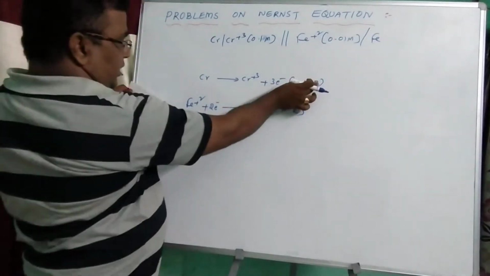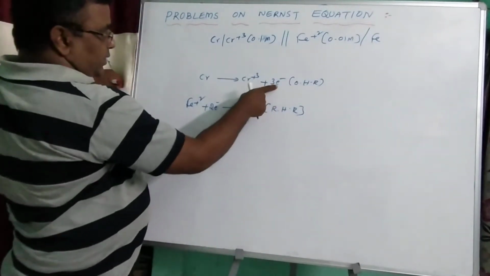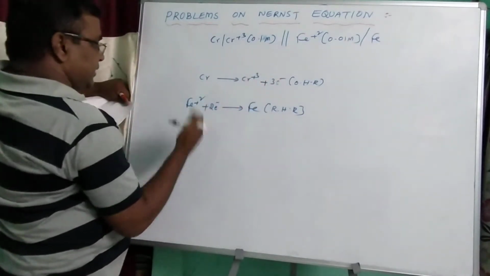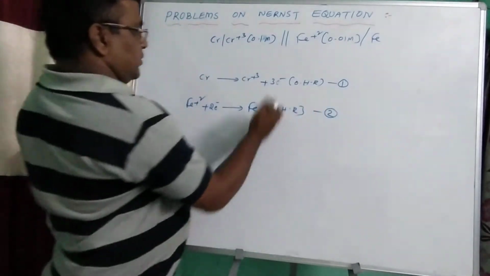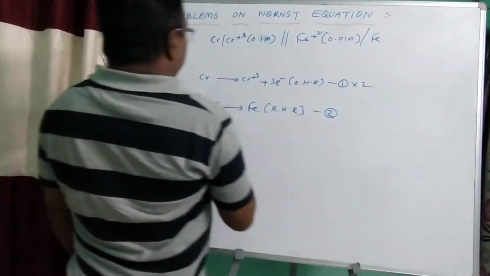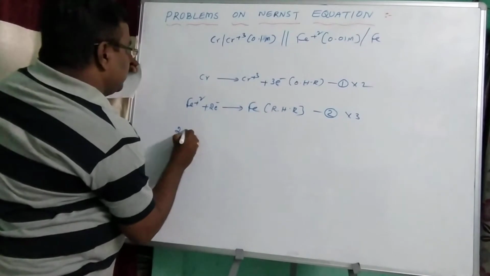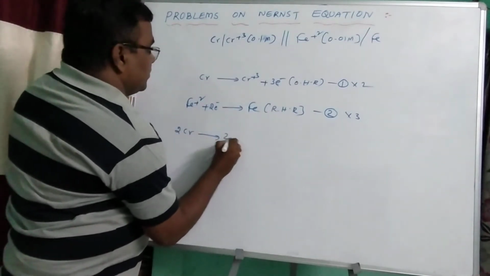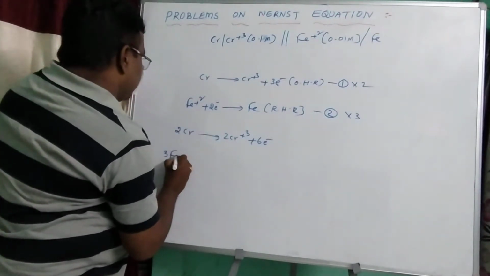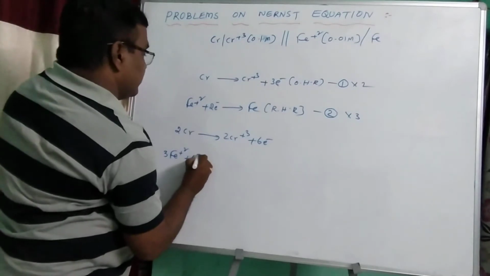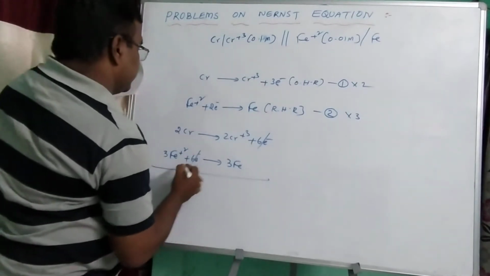When we add the oxidation reaction and the reduction reaction to get the cell reaction, the electrons must cancel. Here 3 electrons, here 2 electrons, so it is not possible to cancel. Let me take this equation 1 and this equation 2. Equation 1 is multiplied by 2 and equation 2 is multiplied by 3. Therefore 2Cr gives 2Cr plus 3 plus 6 electrons, and 3 Fe plus 2 plus 6 electrons gives 3 Fe. In the addition, the 6 electrons cancel.